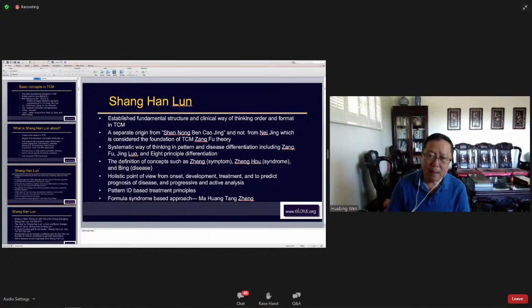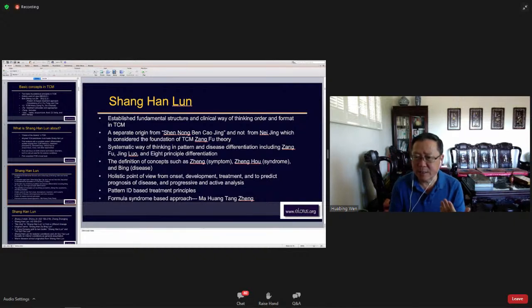So the pattern identification based treatment principles, after all, this is still the most valuable part of practice in TCM. It doesn't matter what type of condition we see, eventually it has to come down to this: pattern identification based treatment principle. So this is the core. We talk about this as the essence in TCM. So we need to have that.